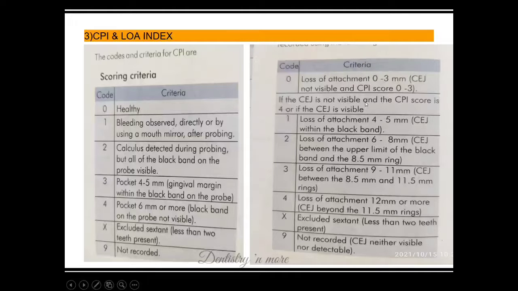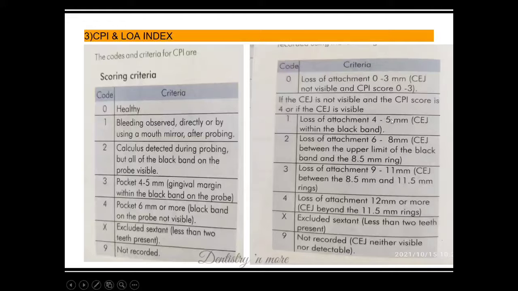So two criteria should be there. Either it can be measured. Loss of attachment can be measured if the CPI code is 4. Otherwise, there should be loss of attachment. Only in those two criteria we need to check the codes. If the CEJ is not visible and the CPI score is 4, or otherwise if the CEJ is visible, that means recession is present. So 0, 1, 2, 3, 4, X and 9 similarly, but the one also is not like that.